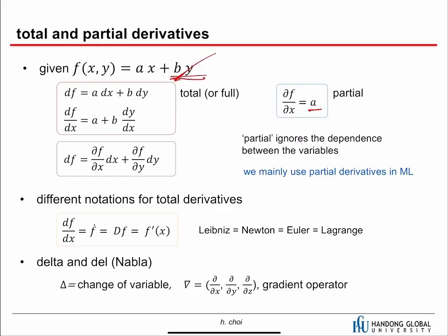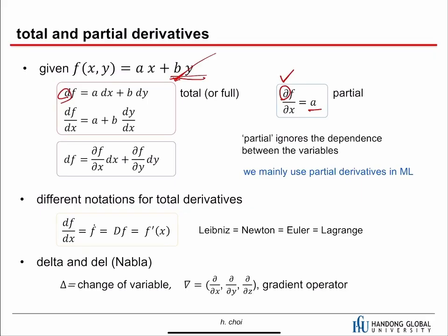In neural networks, we use lots of derivatives, and in that case, we just use partial derivatives. So if you get confused in machine learning, we don't use total derivatives that much, especially in neural networks. Most of the time, we use partial derivatives. Partial derivative in this one, not this one. We use this one.